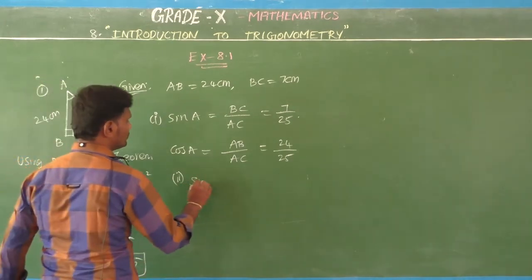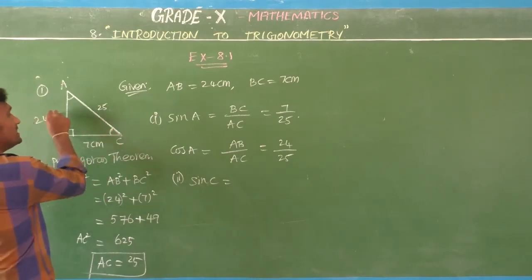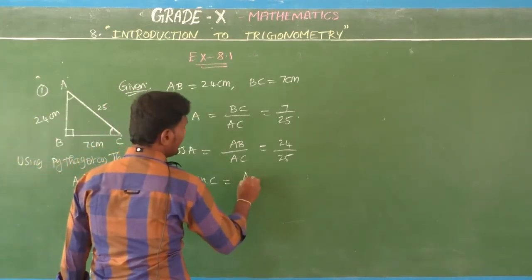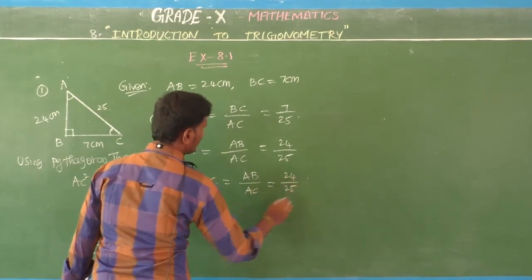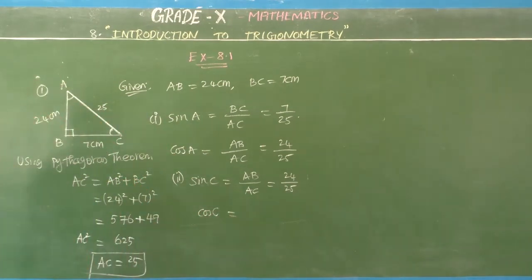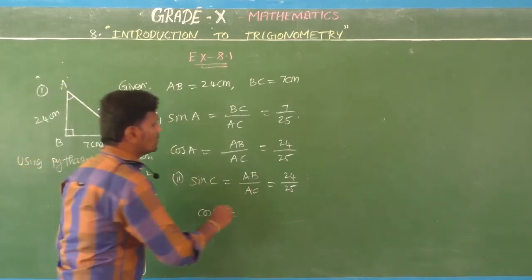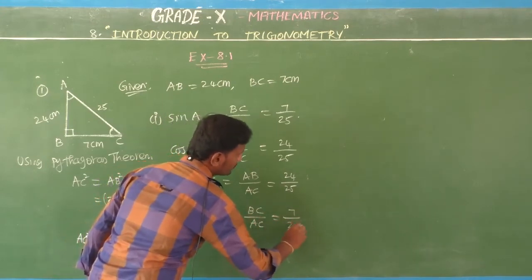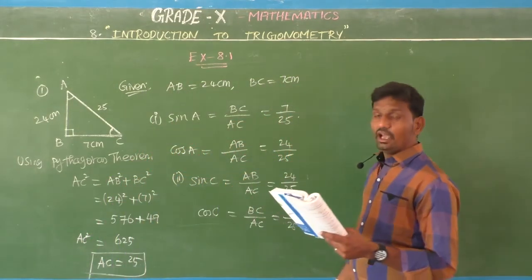Now the second division is sin C. So sin C means we consider this as theta. Opposite to angle C is the opposite side, that is AB divided by AC, so 24 divided by 25. Then finally cos C. Cos C means the side adjacent to angle C, which is BC, so BC divided by AC, that is 7 by 25. So like that you have to complete. Have you got it?